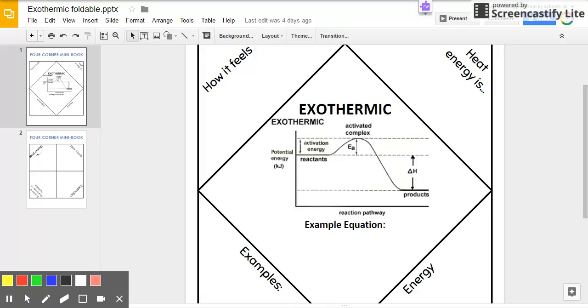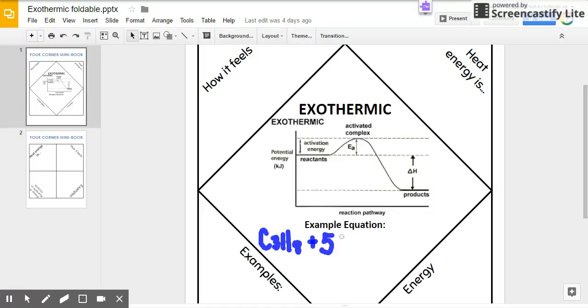An example equation is propane gas that's burning. This equation is written as C3H8 plus 5O2 yields 3CO2 plus 4 waters, H2O, plus heat.